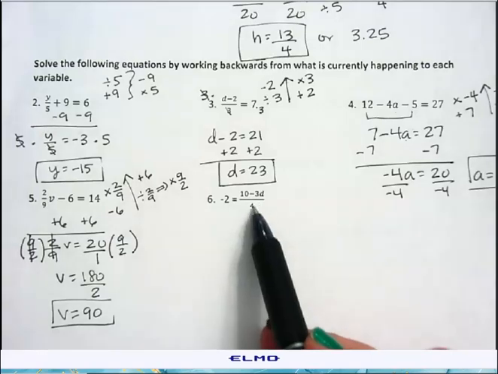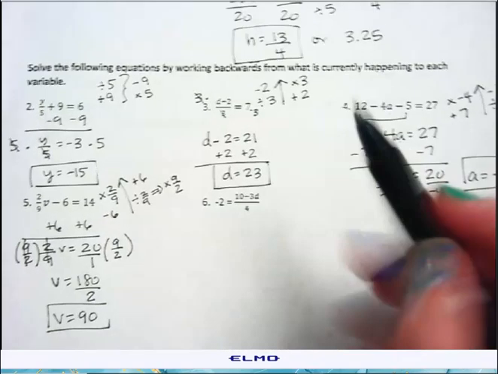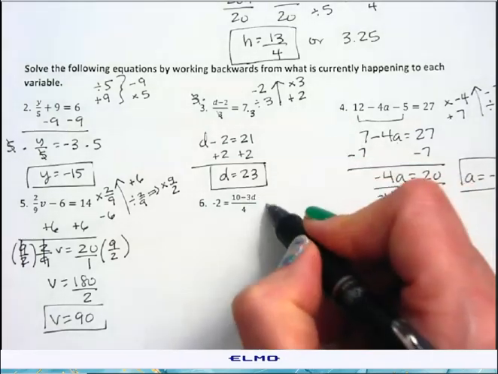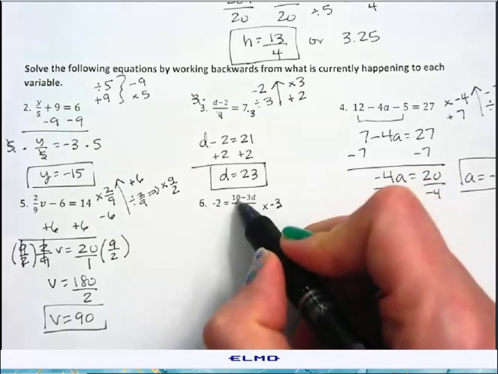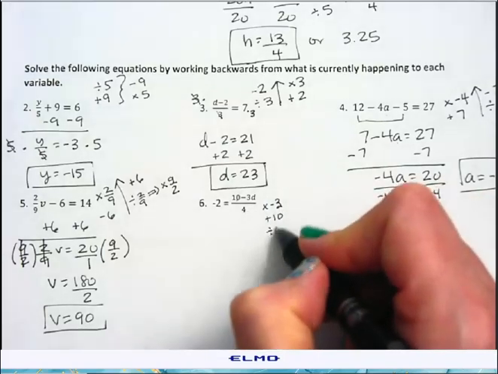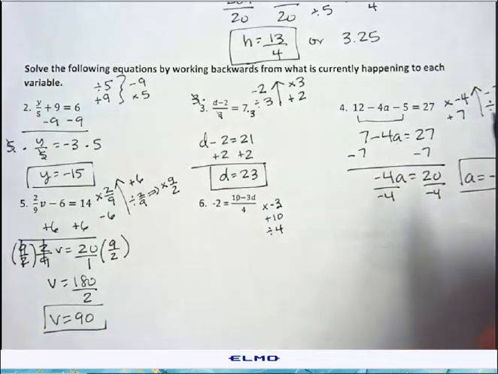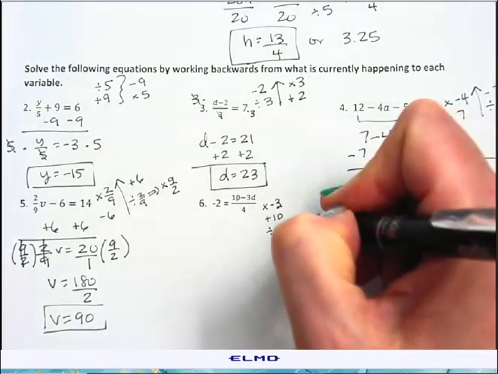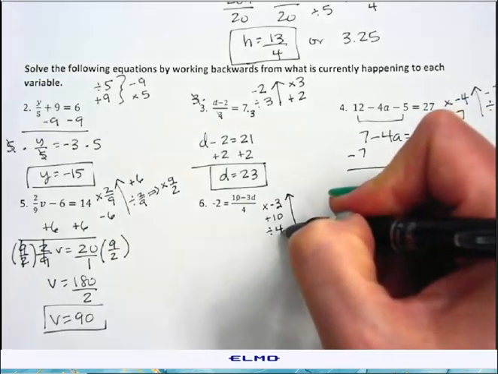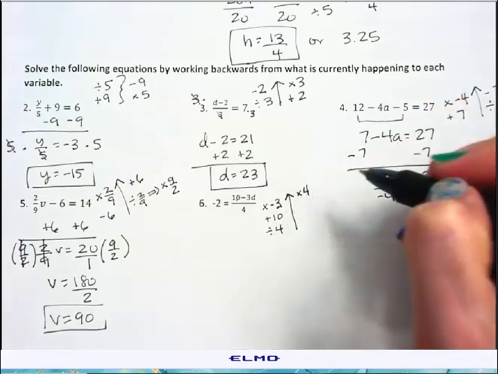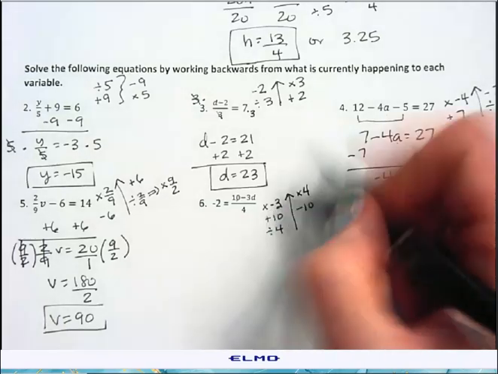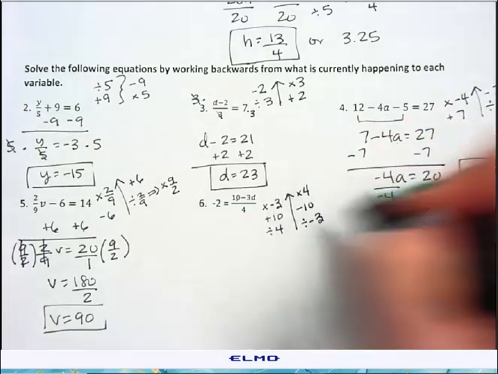And then on this last step, we have multiple things happening. So the first thing that's happening to d is the closest to it, which is times -3. Then we have a positive 10, which means plus 10. And then we have a divide by 4. So this problem is different because it has 3 things happening. But the idea is the same. We're going to undo all those backwards. So we're going to start with doing the opposite of divide by 4, which is times 4. The opposite of plus 10 is minus 10. And the opposite of times -3 is divide by -3.